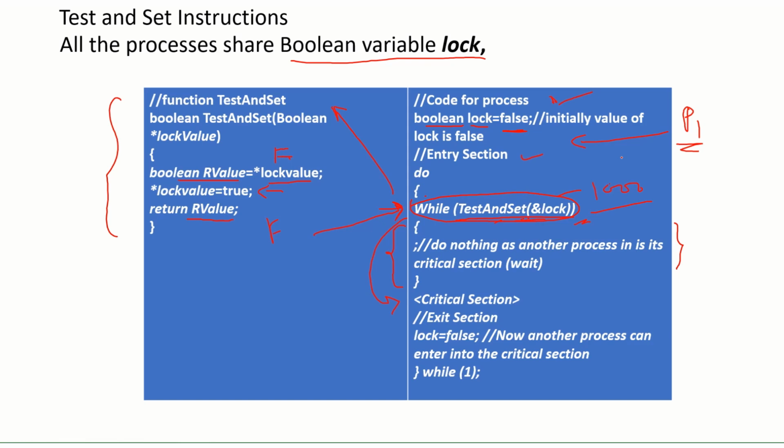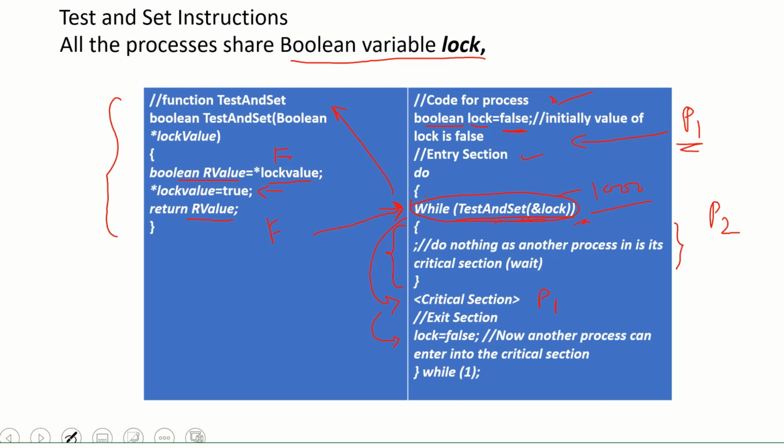This is what we have learned. After executing the critical section, it will set the lock value equal to false. Why? Because other processes should be able to enter the critical section, and then it will terminate. Now when P1 is in the critical section, suppose some other process P2 tries to enter the critical section.